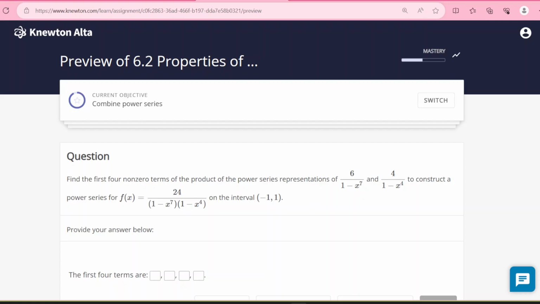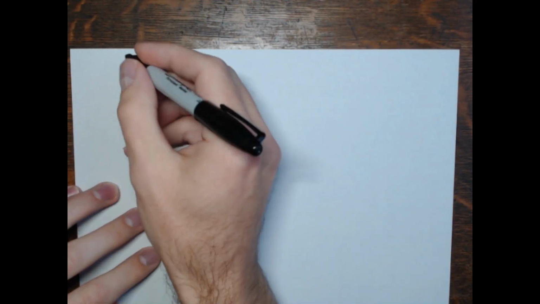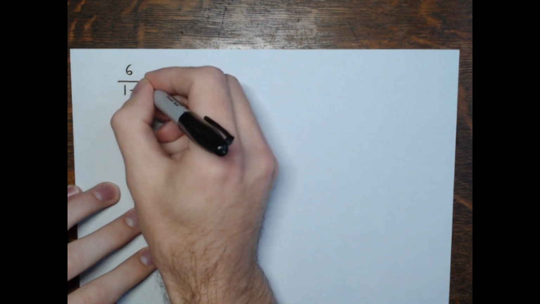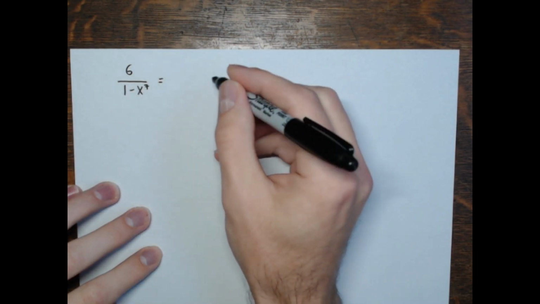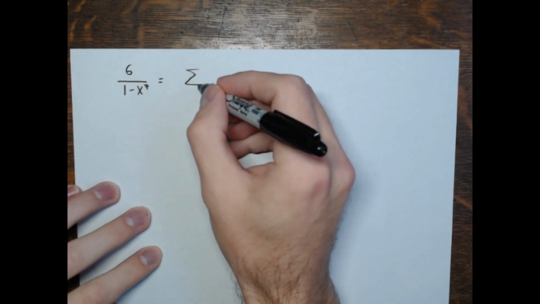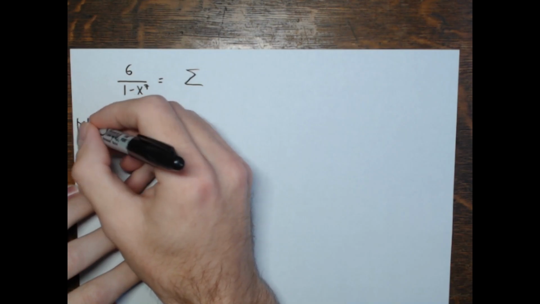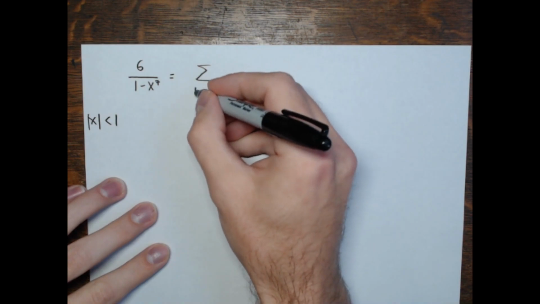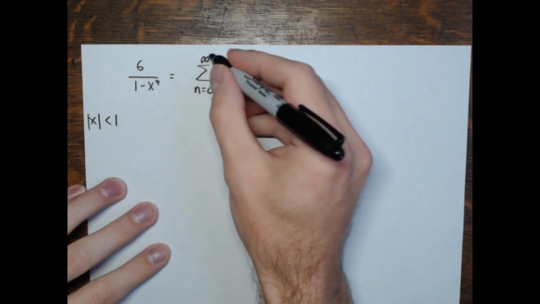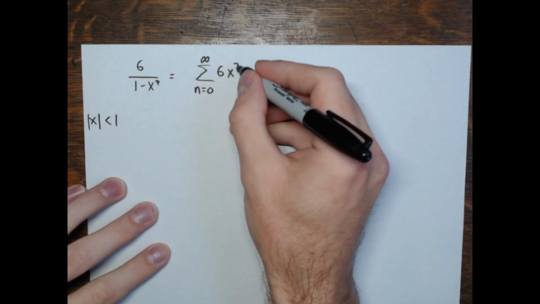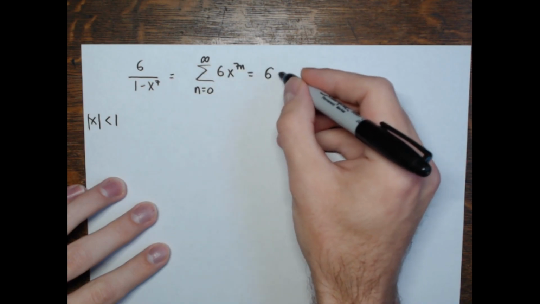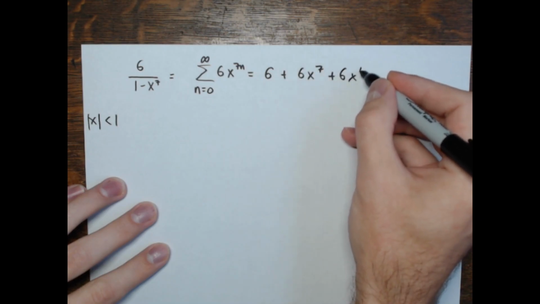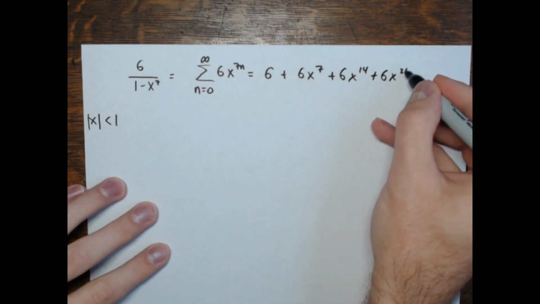Okay, so we have 6 over 1 minus x to the 7th. Again, that would just be the sum. As long as the absolute value of x is less than 1, all these sums will converge to our functions. The sum from n equals 0 to infinity of 6 times x to the 7n. So this is 6 plus 6x to the 7th plus 6x to the 14th plus 6x to the 21st, and so on.